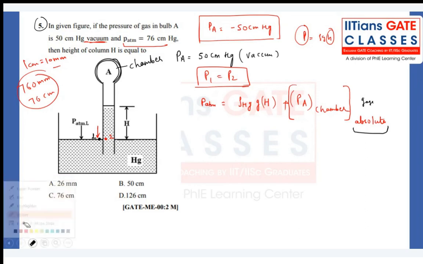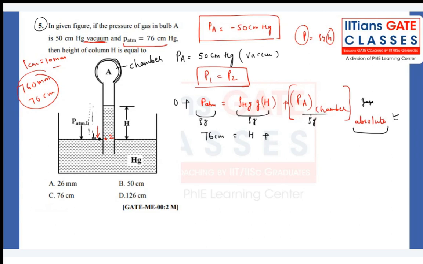You might have some other value. Let's say the height of the liquid is zero here, plus PATM you are adding. If you are measuring the absolute pressure, definitely you have to add the PATM. And what is the PATM value? 76 centimeter, right? And what is the height that we have to calculate? H, right? Because we have divided the whole term by rho g, so we are calculating in terms of that. And what is the chamber value? Minus 50.